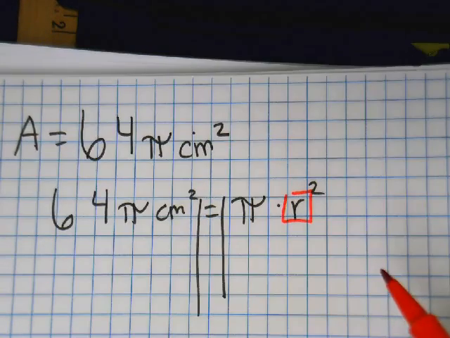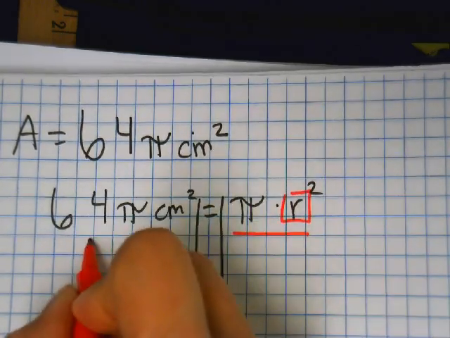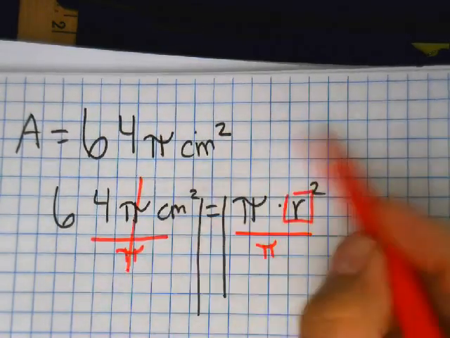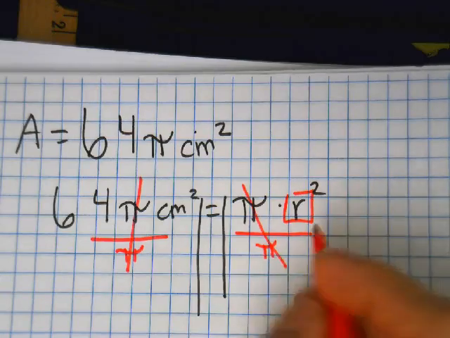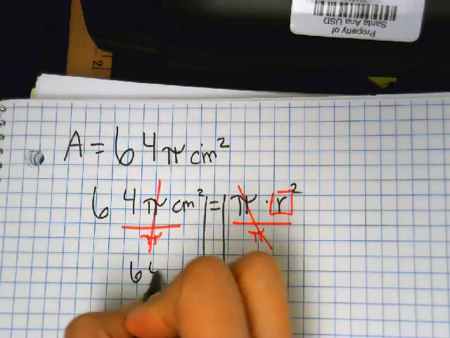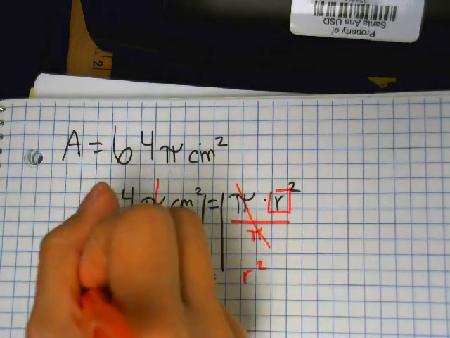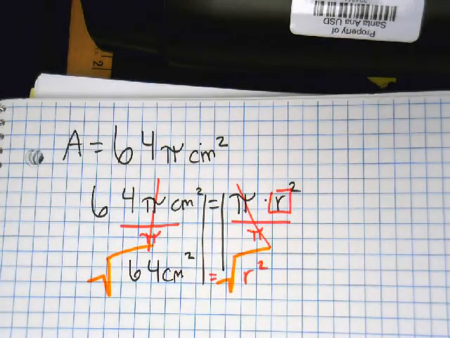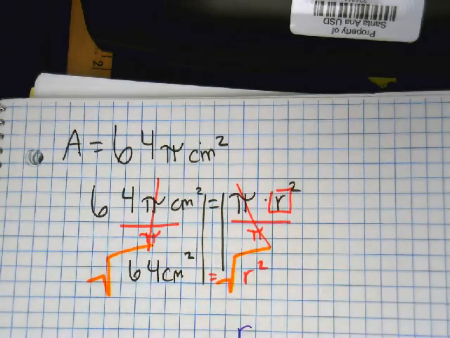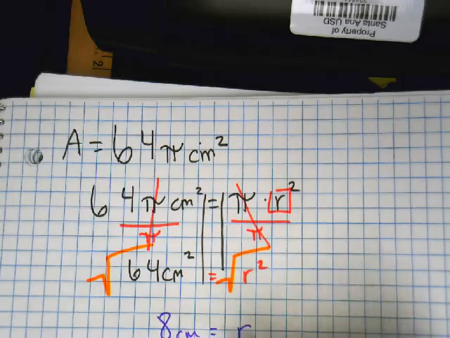What do we have to move first? Pi. How do I move pi? Divide by pi. So cross that out. What's left on this side? R squared is equal to 64 centimeters squared. Now what? Square root. Very good. What do I have left on this side? Just an R, which is what I'm solving for. What's the square root of 64? 8 centimeters.